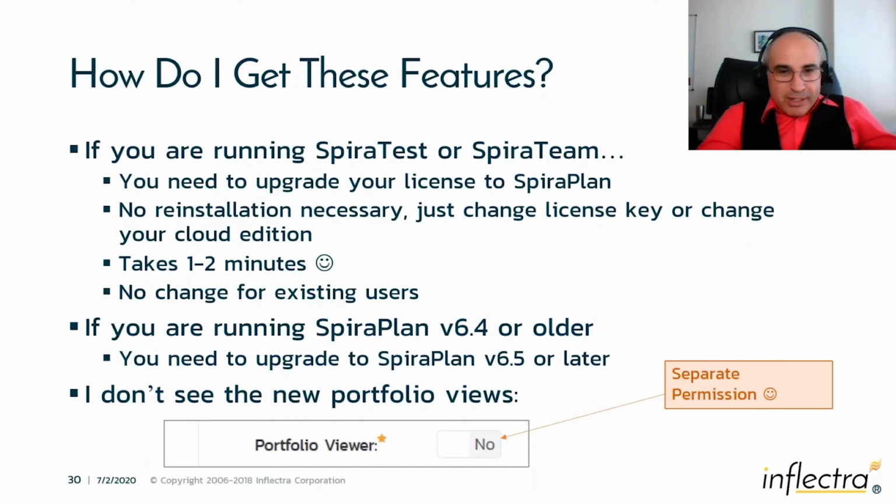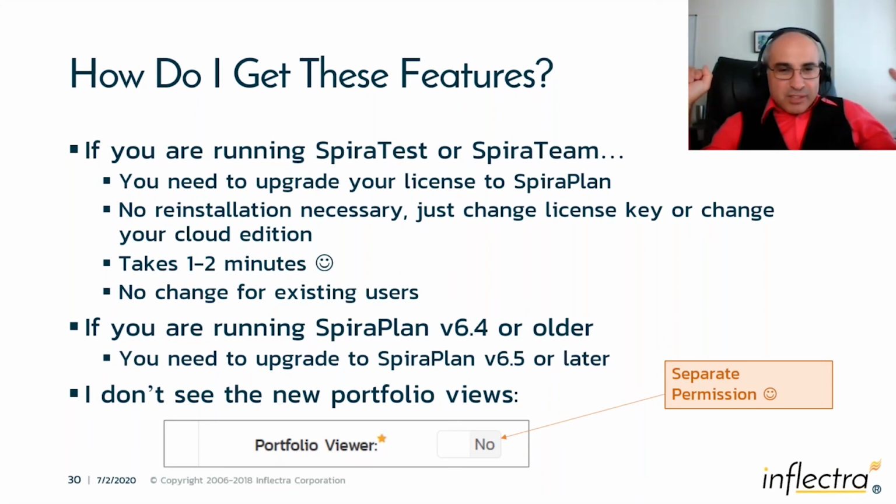So if you're using SpiraTest or SpiraTeam, especially if you're using the latest version, and if you're in the cloud, you're on the latest version already, version 6.5.1. That's easy. All you need to do is simply purchase an upgrade license if you're on premise. We give you the license key, you put the license key in, hit the save button, and within 10 seconds, everyone's using SpiraPlan. The new functionality is available. No change is made, no reinstallation, no data migration. Just change the license key, hit the button, and away you go.